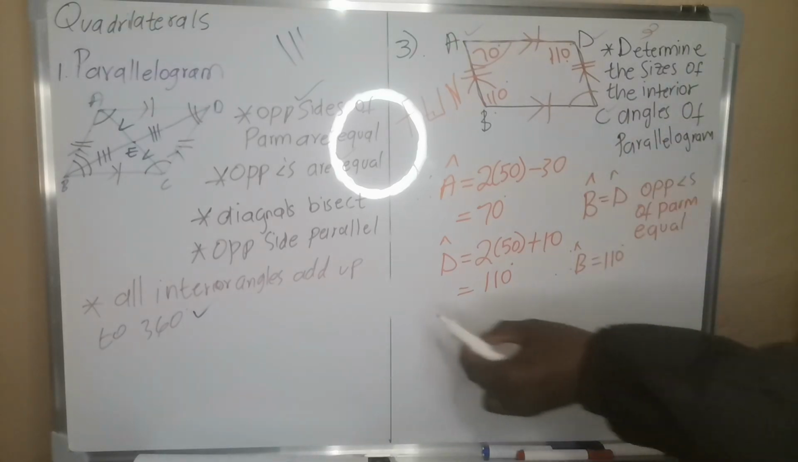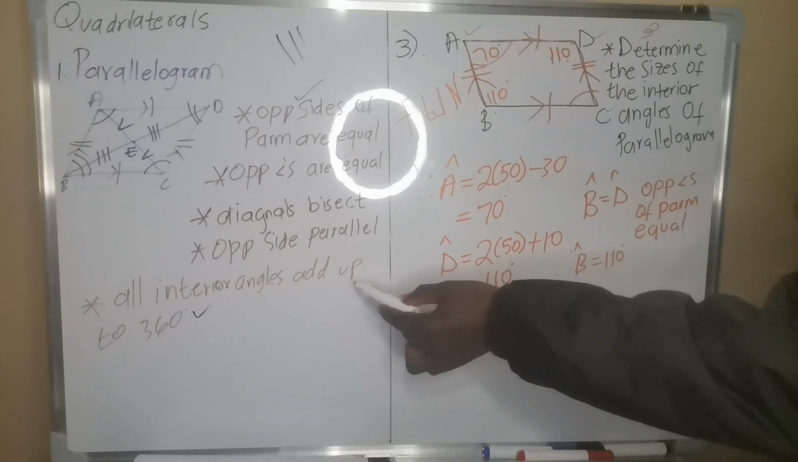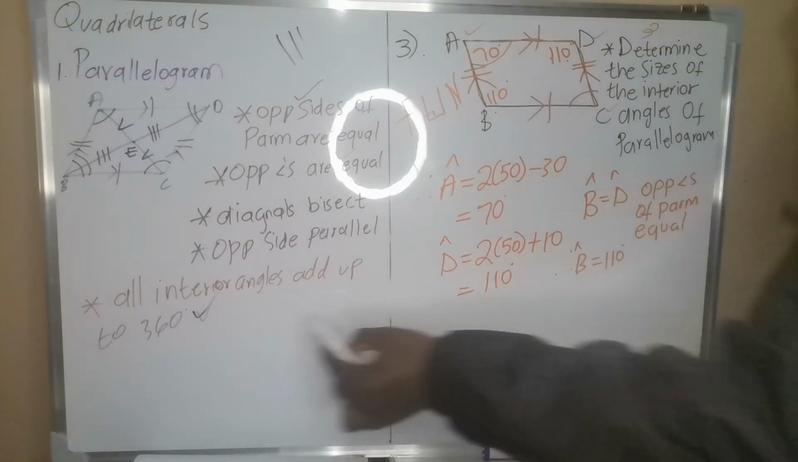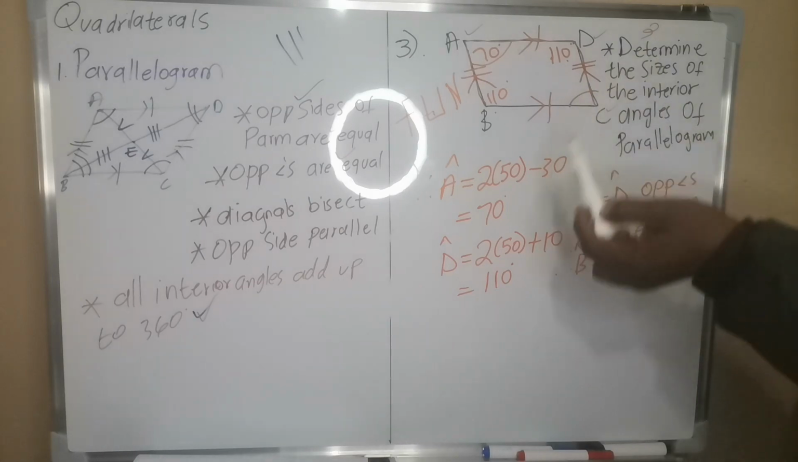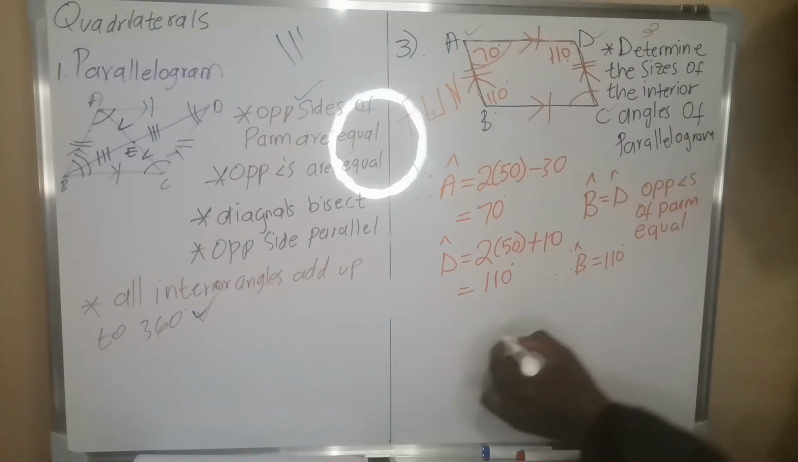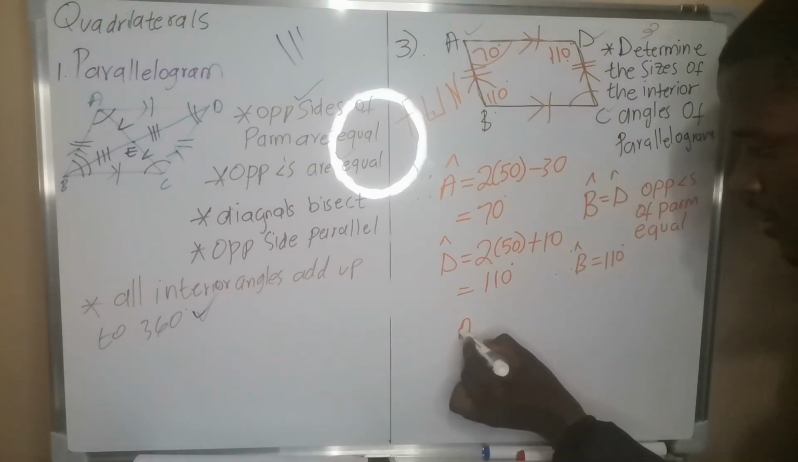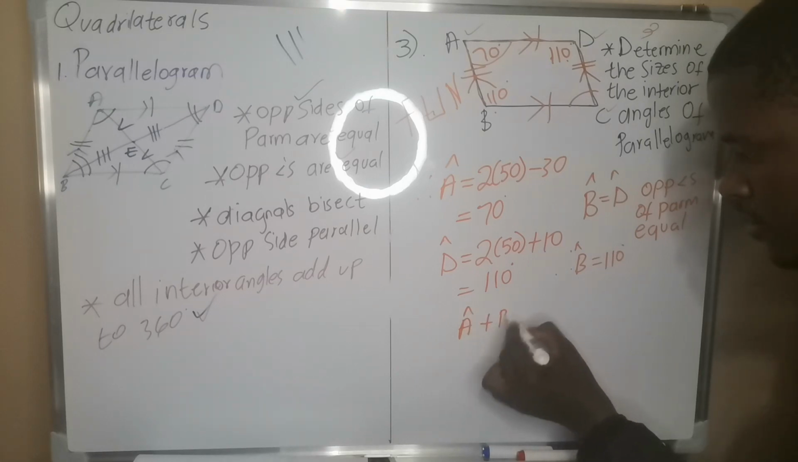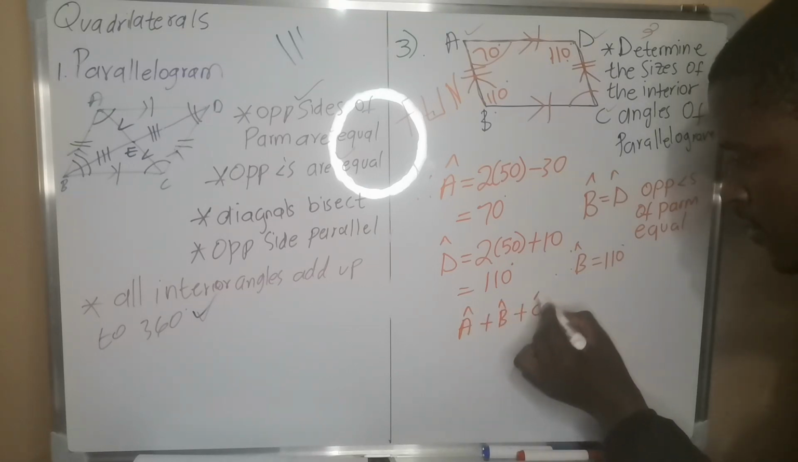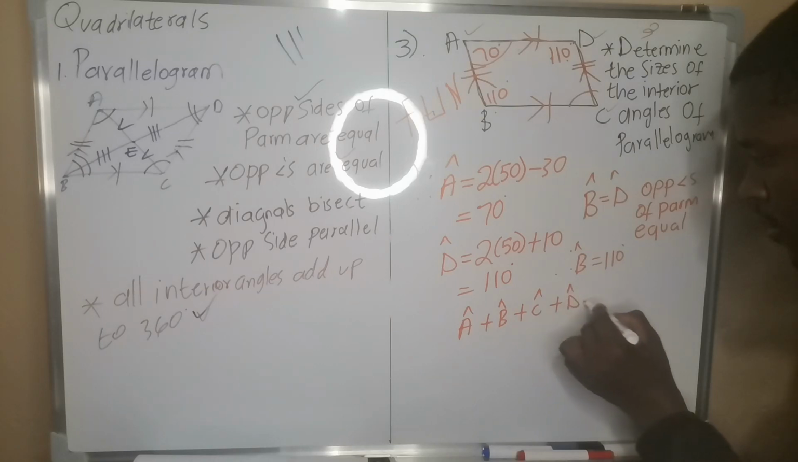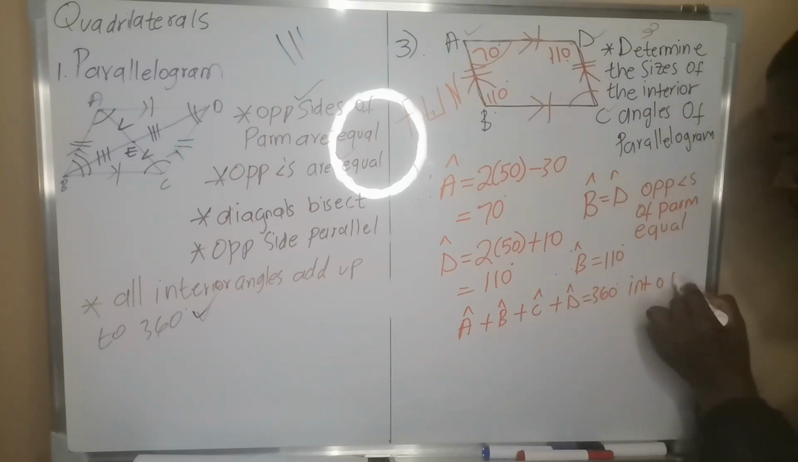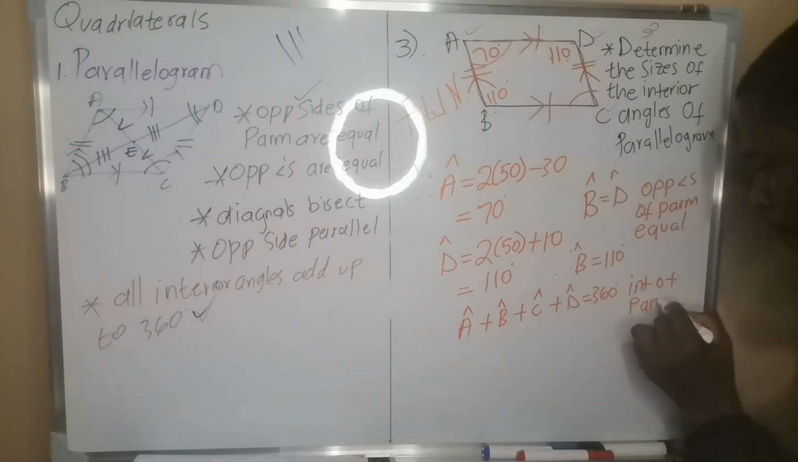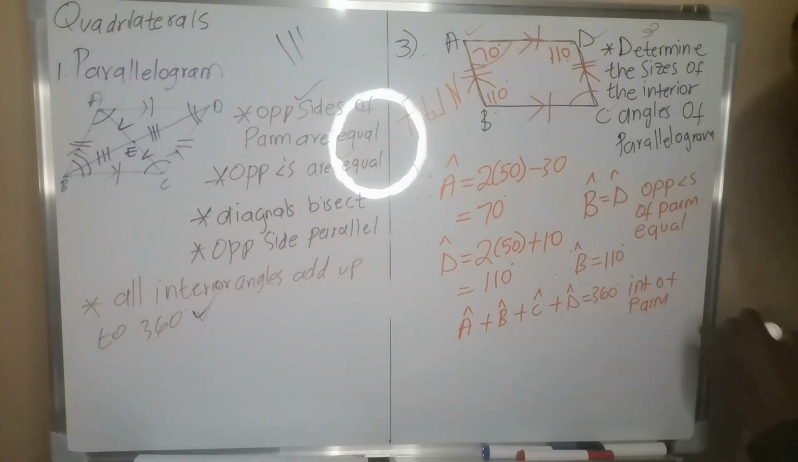Another way I can use is this one. All interior angles add up to 360 degrees. I can say angle A plus angle D plus angle B plus angle C equal to 360 degrees. So I can find C in that way. Interior angles of a parallelogram add up to 360 degrees.